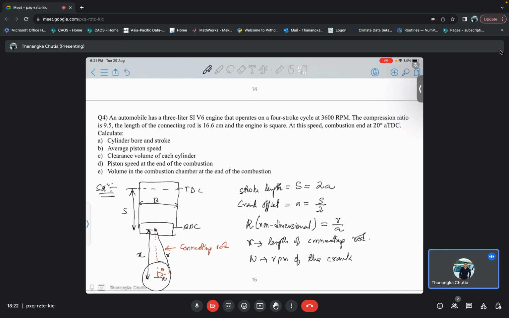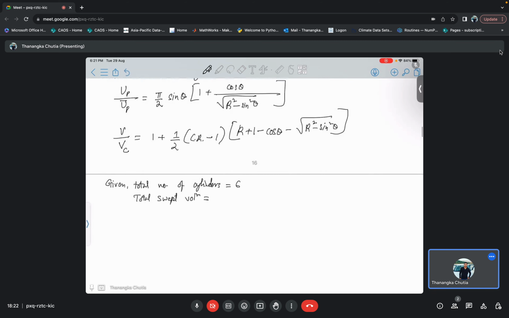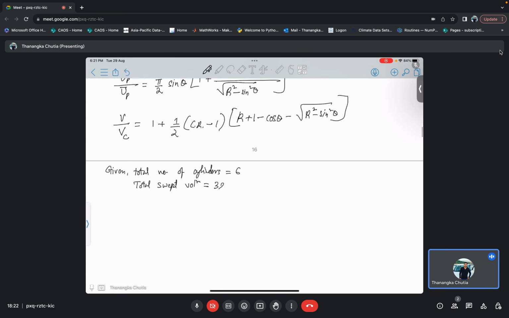Total swept volume is given as 3 liter, which can also be written as 3000 centimeter cube. N, that is RPM of the engine, is given as 3600 revolutions per minute. Compression ratio is given as 9.5.